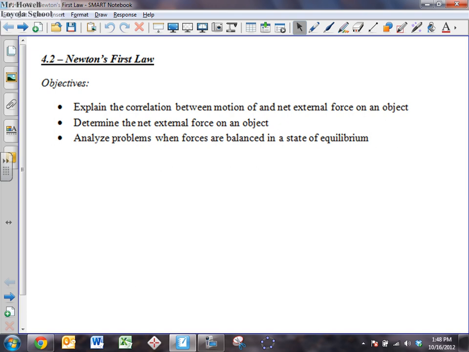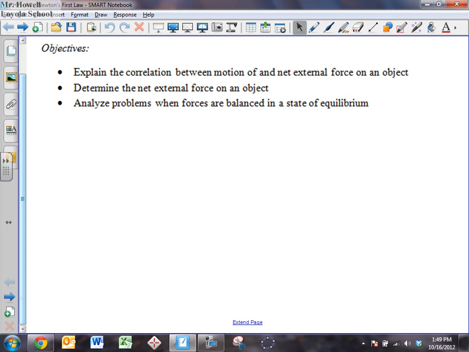So, the three things that we're going to do today. First, we're going to look at the correlation between the motion of an object and the net external force on it, and I'll explain what net external force means. So looking at an object, again like yesterday, with a force applied to it. The second thing, we're going to be able to determine the net external force. And third, we're going to analyze problems where the forces are balanced, and we're going to call this a state of equilibrium. Okay, that's the three things we're going to do.